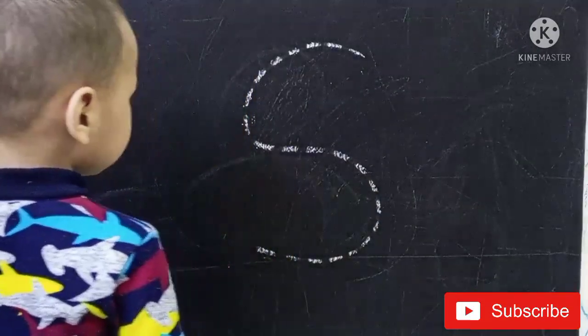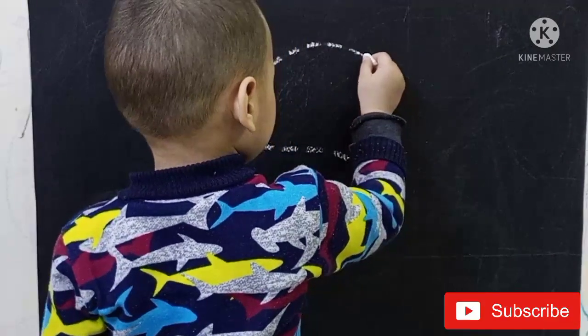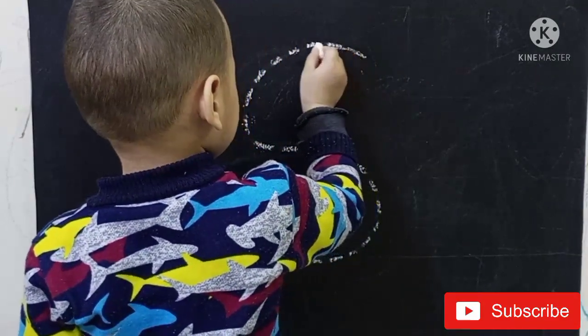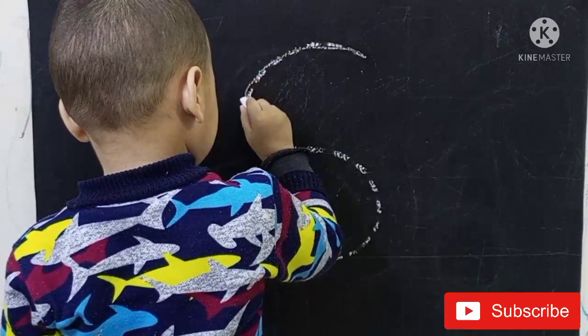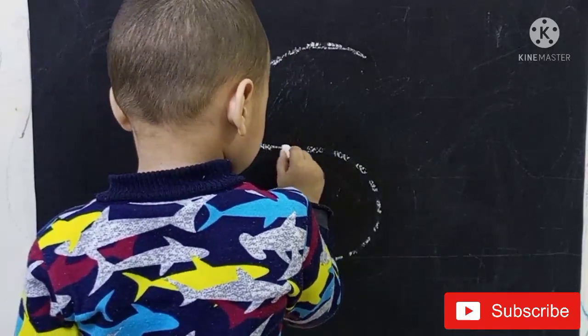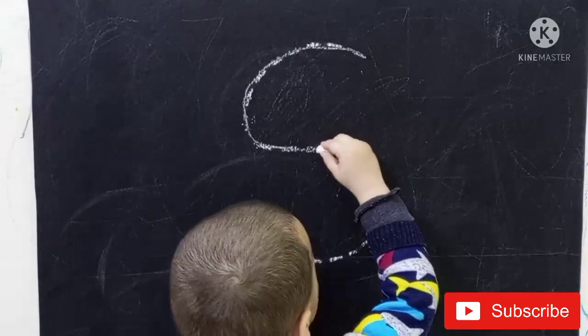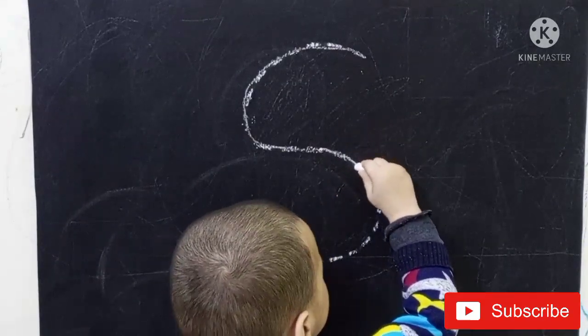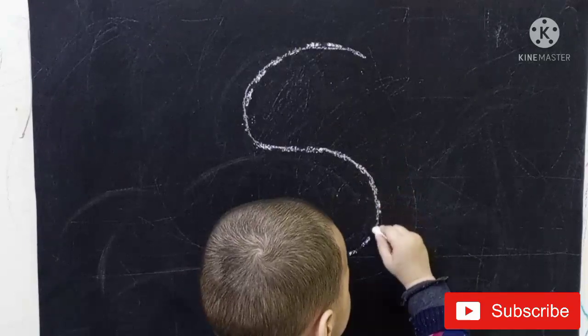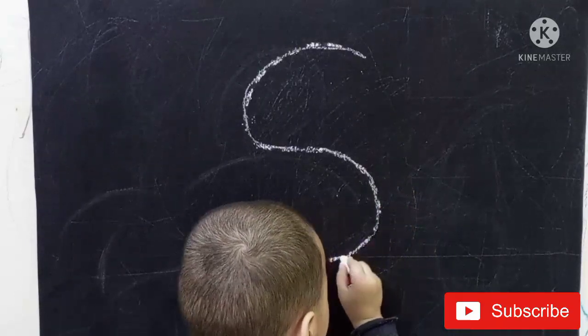To make number 8, you have to draw first S curve. Arav, trace the dot to make S curve. Yes, slowly, slowly. Good. Good. This is an S curve.